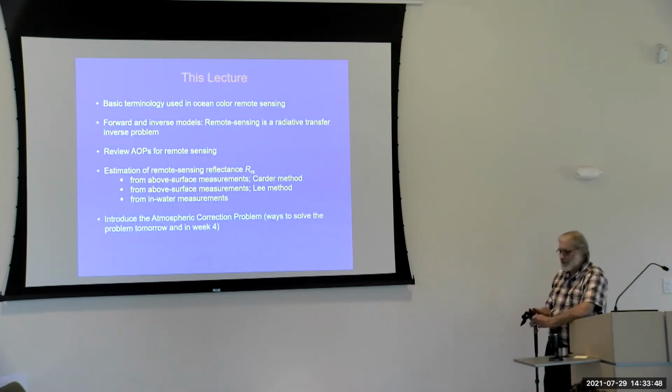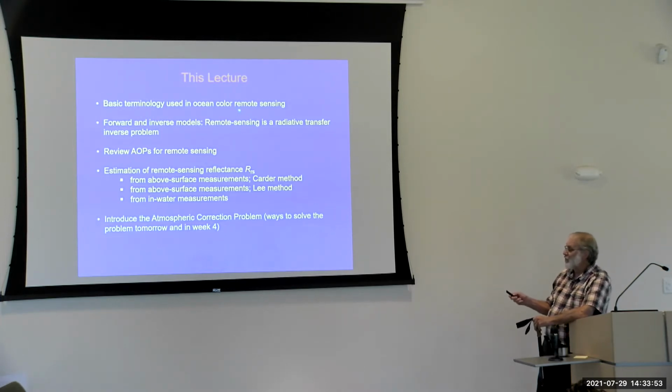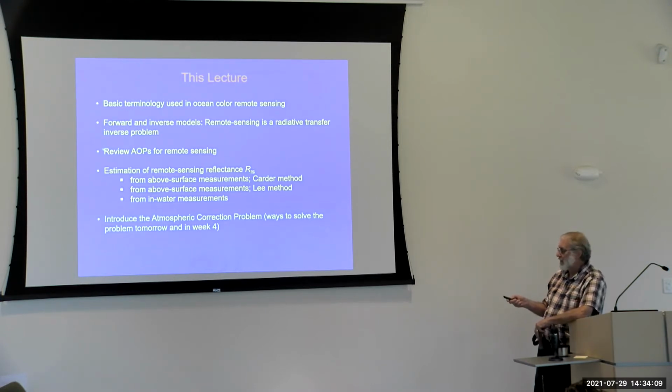Okay, so what we're going to do today is just talk about the basic terminology that's used in ocean color remote sensing, a few words about forward and inverse models, and skip through this part about AOPs because you've already seen that a couple of times and you've made the measurements, so we don't have to spend much on it. And once again, you've already seen how to estimate remote sensing reflectances, so we'll just click through that as quickly as possible.